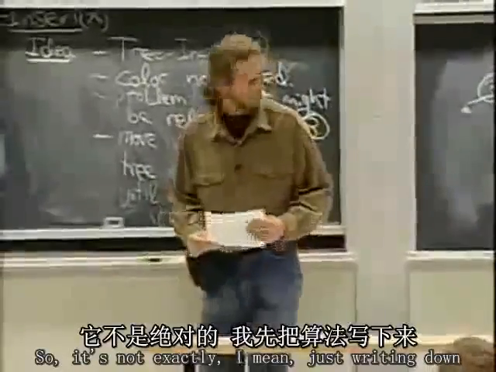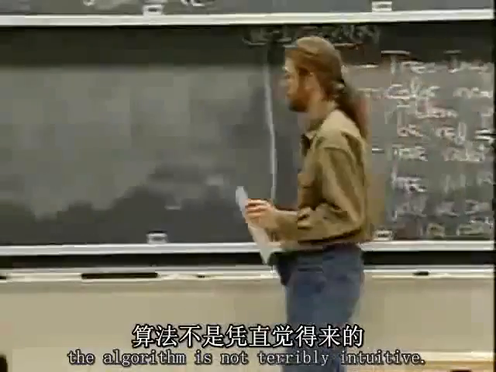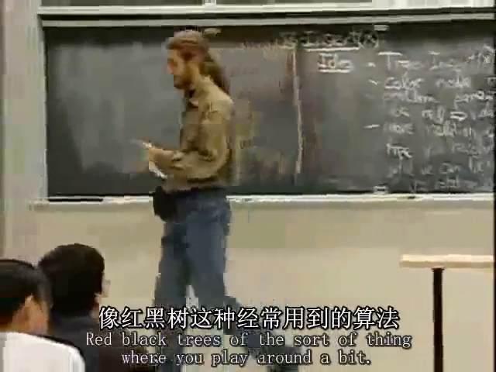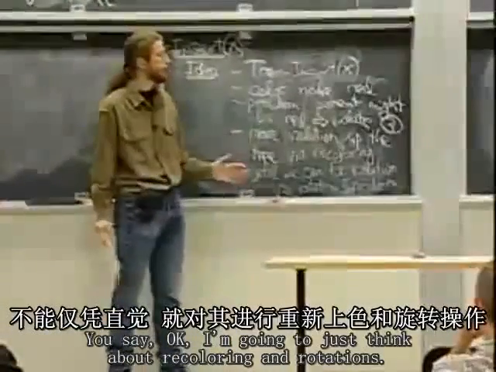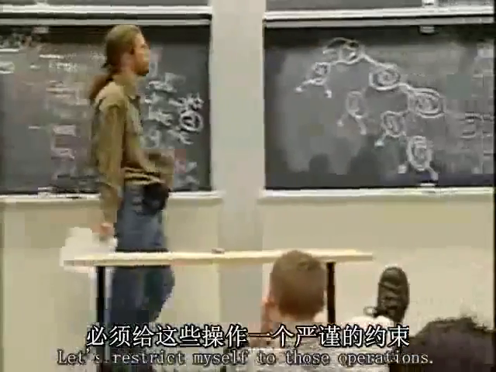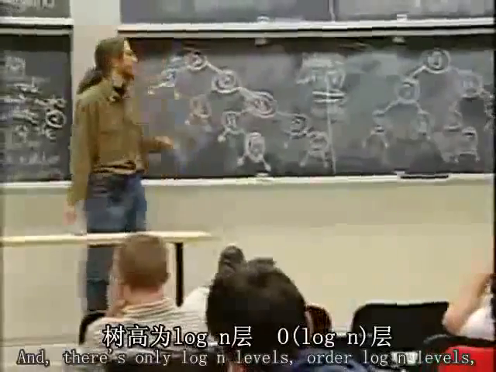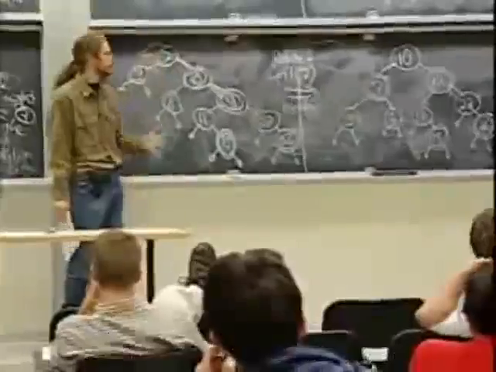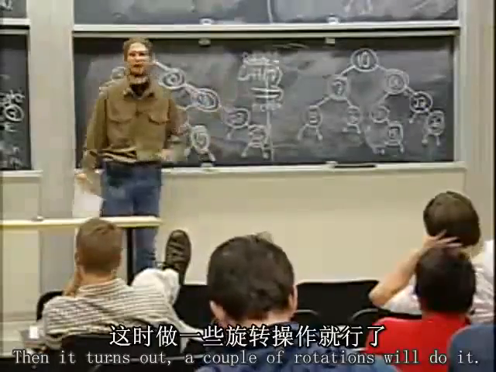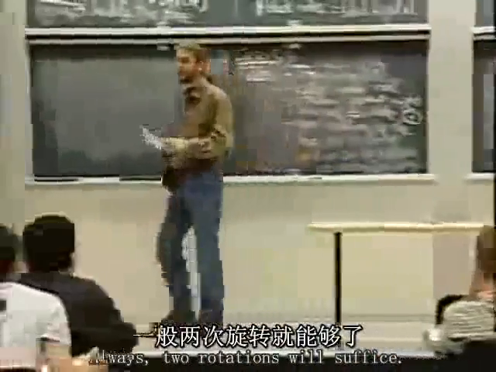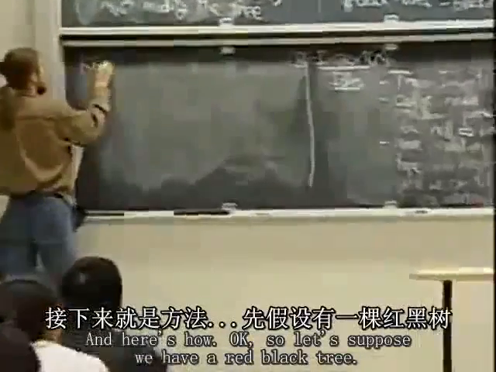So, just writing down the algorithm is not terribly intuitive. Red-black trees are the sort of thing where you play around a bit. You say, okay, I'm going to just think about recolorings and rotations. Let's restrict myself to those operations. What could I do? Well, I'll try to recolor. If that works, great. Pushes the problem up higher. And there's only order log n levels, so that's going to take order log n time. At some point, I'll get stuck. I can't recolor anymore. Then it turns out a couple of rotations will do it. Always 2 rotations will suffice. And you just play with it, and that turns out to work. And here's how.